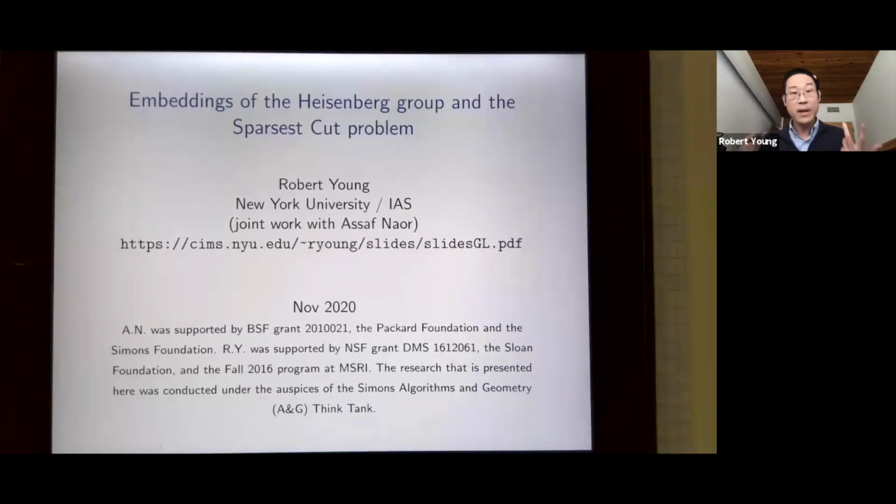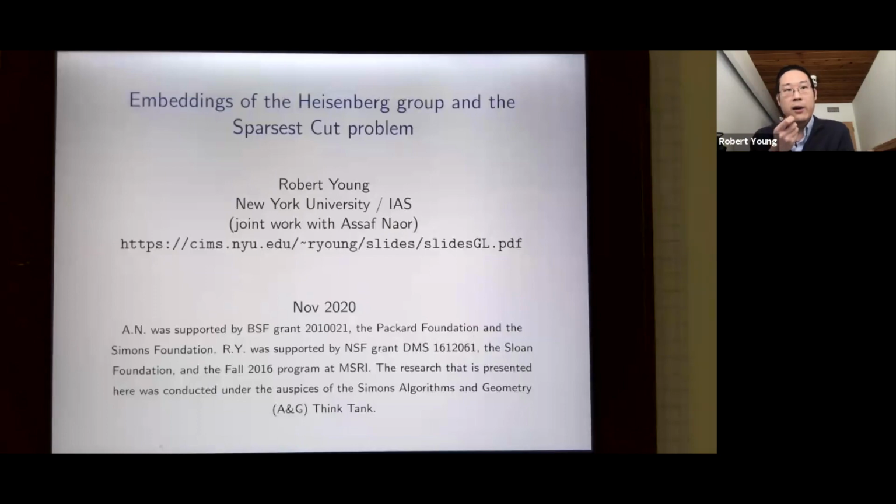But basically, the idea is that Asaf and I got interested in this problem because of a question from computer science about the sparsest cut problem. The sparsest cut problem is a classic computer science problem about cutting a graph into two pieces. And it is NP hard. It's hard to solve exactly. But there are approximate algorithms for it. There are algorithms that run in polynomial time that find approximate solutions.